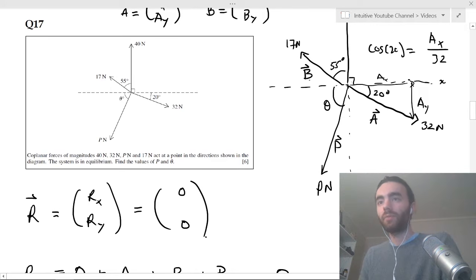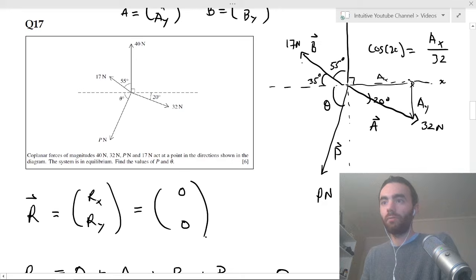And the same goes here. You could do it from here, resolving it like that, but I like to keep it consistent and act from the x-axis. So I'm going to say this is 90 minus 55, so this is 35 degrees. So maybe we should move this, so B. That's 20. Okay, so then this is your by, and this is your bx.